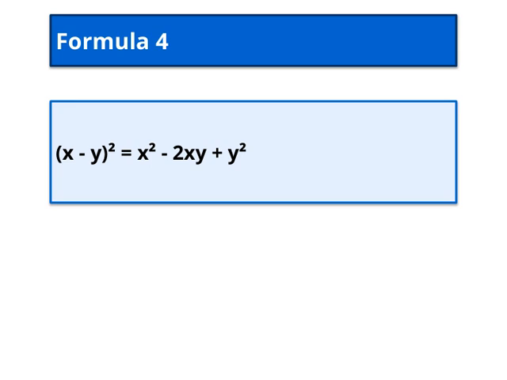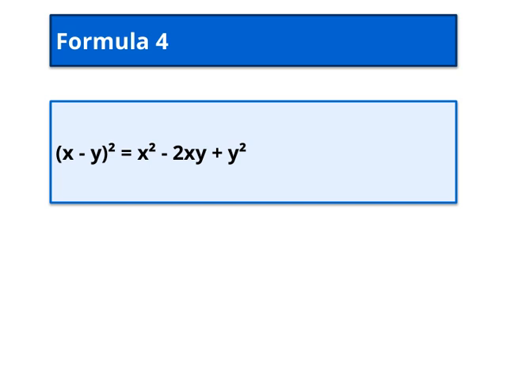This formula is all about expanding the square of a binomial. When we see (x − y)², it means we're multiplying (x − y) by itself, so we can think of it as (x − y) times (x − y). Now, to expand this, we use the distributive property, often called FOIL in algebra.